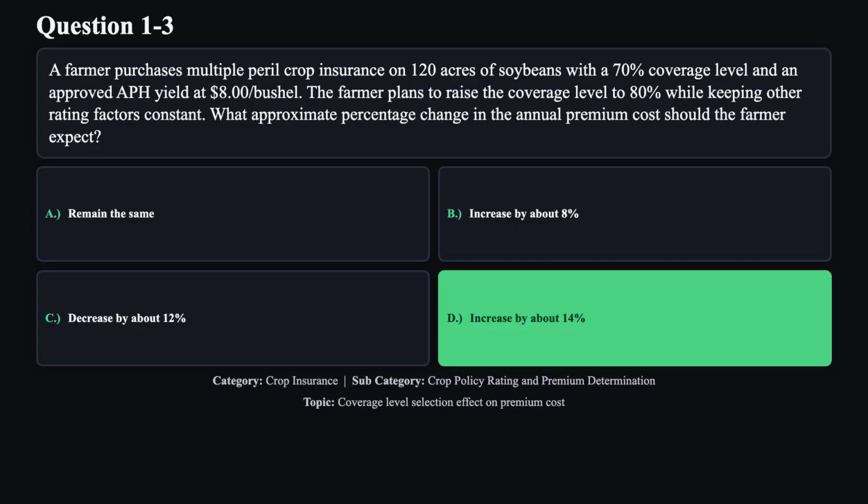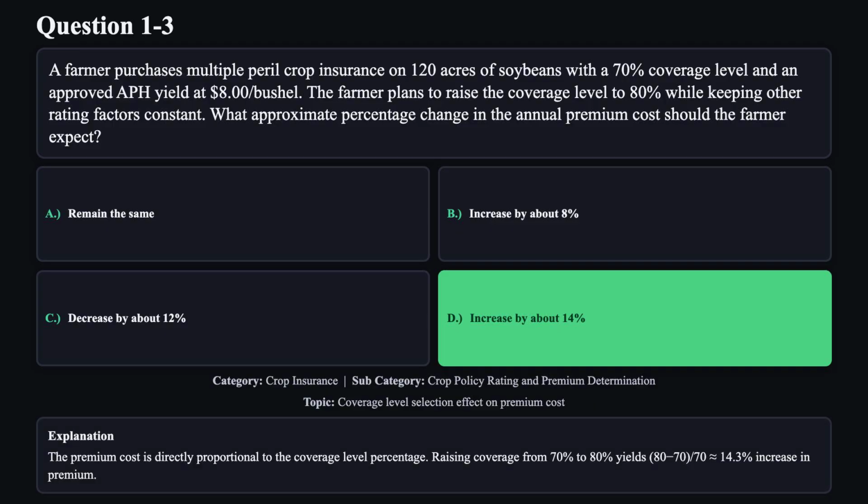The correct answer is D. The premium cost is directly proportional to the coverage level percentage. Raising coverage from 70% to 80% yields (80 minus 70) divided by 70, approximately a 14.3% increase in premium.